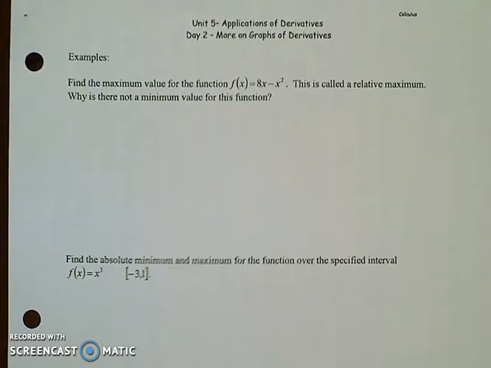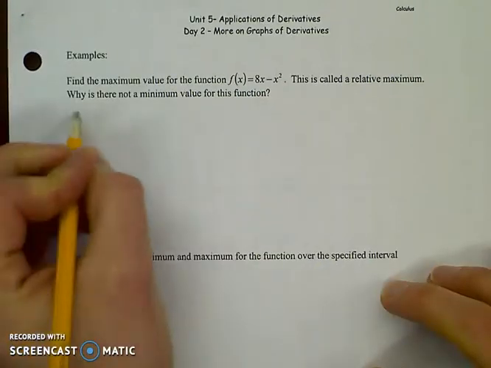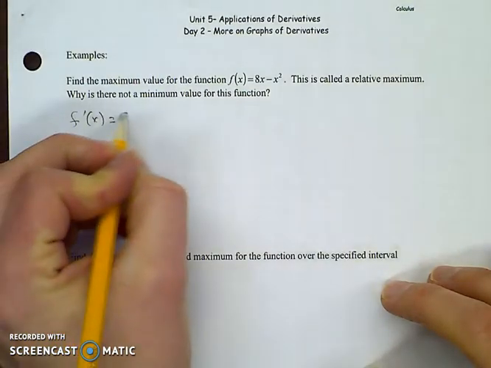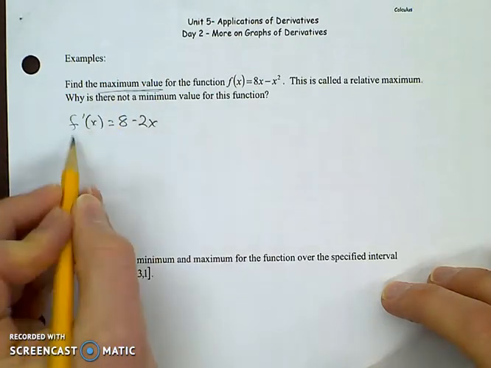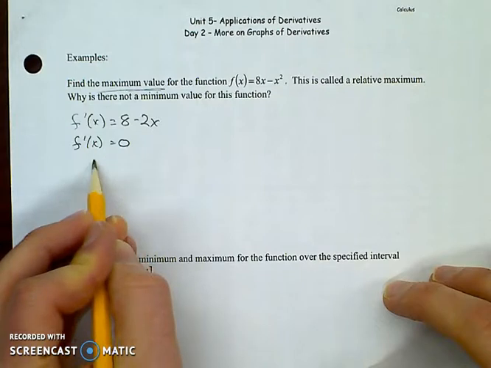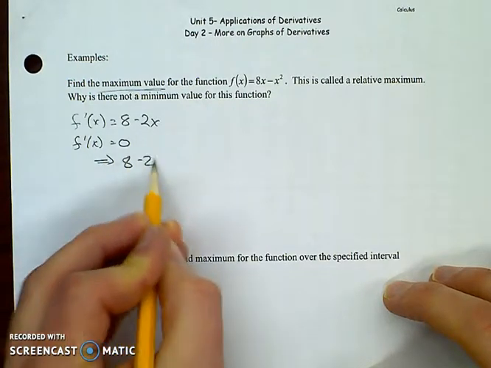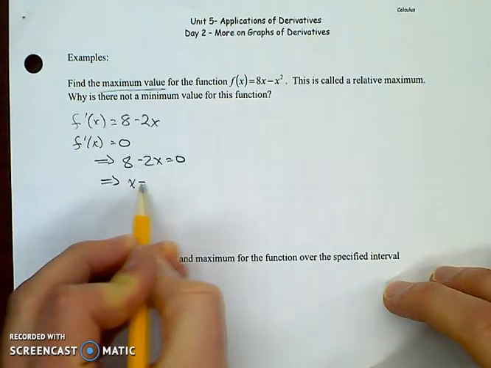Find the maximum value for the function f of x equals 8x minus x squared. So take the first derivative, and then to find a maximum or minimum, you're going to take the first derivative and set it equal to 0. So we know that implies 8 minus 2x equals 0, and move the 8 over, divide by negative 2, and we're going to get x equals 4.